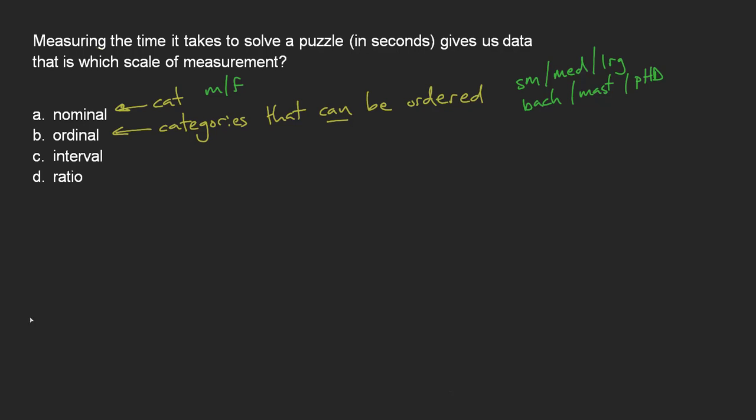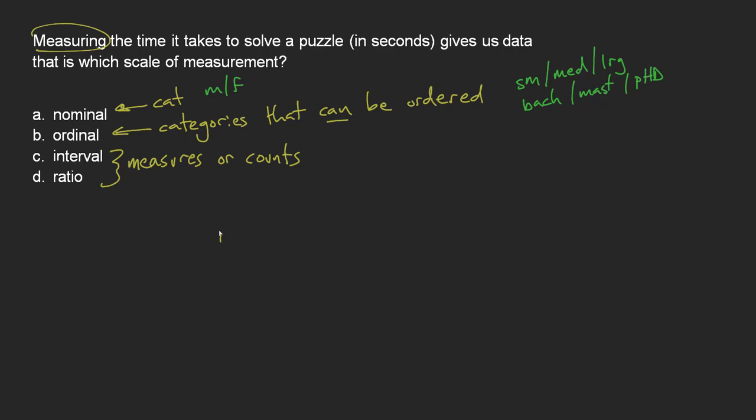So what about interval and ratio? Well, these two are very similar to each other. In fact, these both are dealing with numerical measures or counts. And you can see here that we do have a measure. We're measuring the time it takes to solve a puzzle. So the basic difference between interval and ratio is not going to be as simple as this. In fact, it's a little bit tricky.